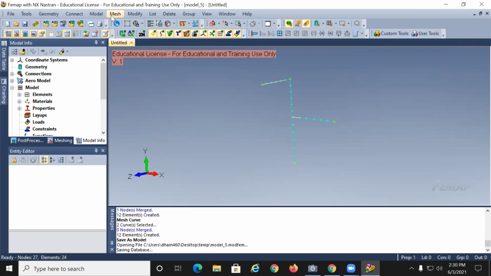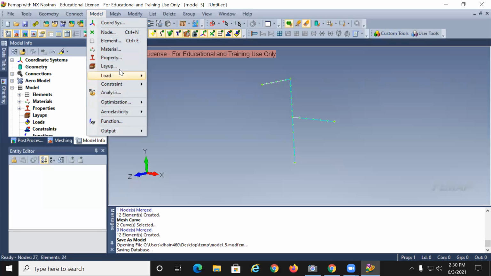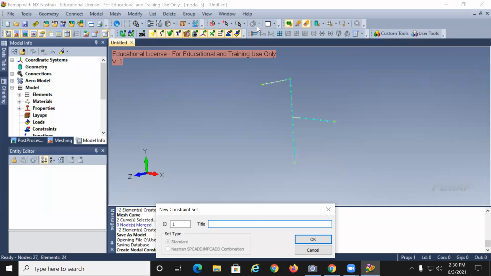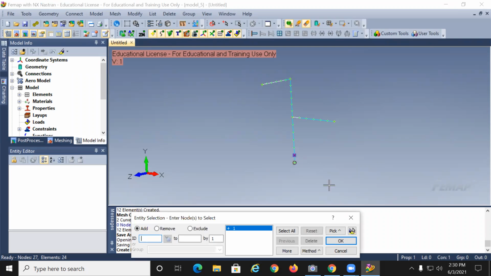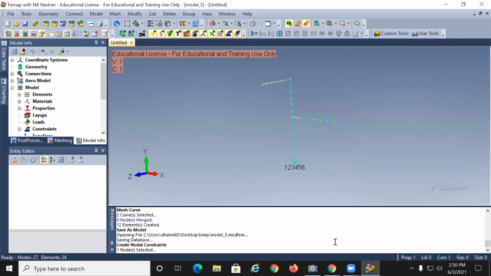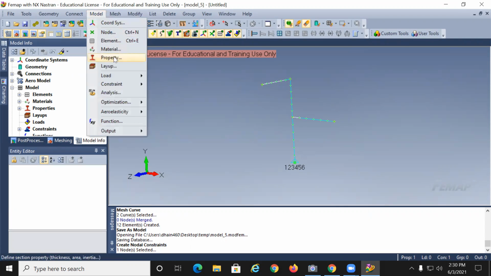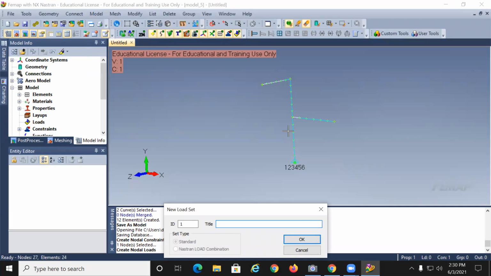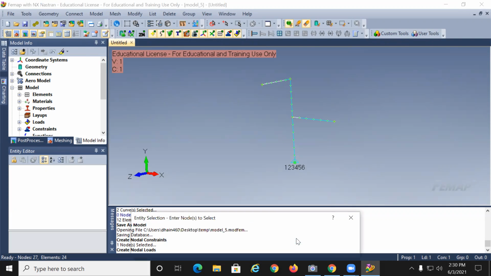So model, constraint, nodal, so it will be whatever, fix. You don't have to put anything, which is what I do most of the time. This one will be fixed. Okay, now forces, what did we have? Model, load, nodal. Let's say forces. If you had moments, you could support the moments.